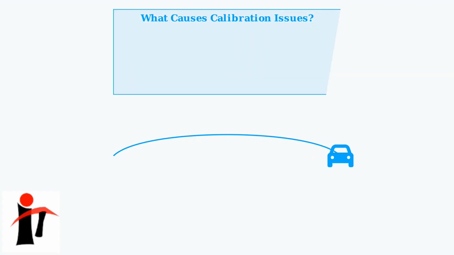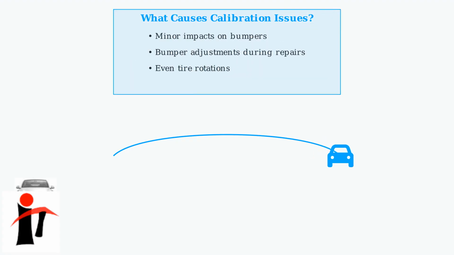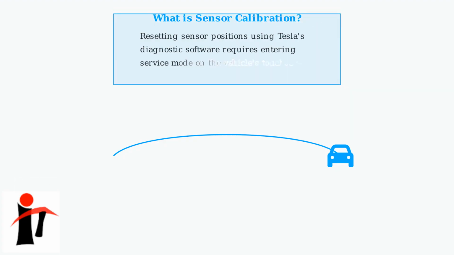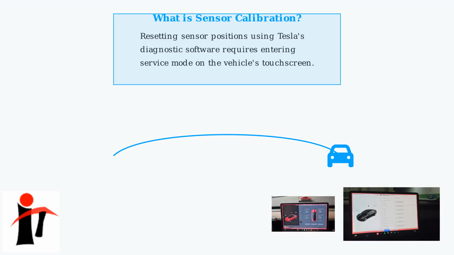Calibration issues in Tesla Model S Park Assist typically occur after minor impacts on the bumpers, adjustments during repairs, or even routine tire rotations. These actions can misalign the ultrasonic sensors mounted on the front and rear bumpers. Calibration involves resetting the sensor positions through Tesla's diagnostic software. This process requires accessing the vehicle's service mode, which can be done via the touchscreen or through a technician's toolkit. The software recalibrates the 12 ultrasonic sensors to ensure accurate obstacle detection.